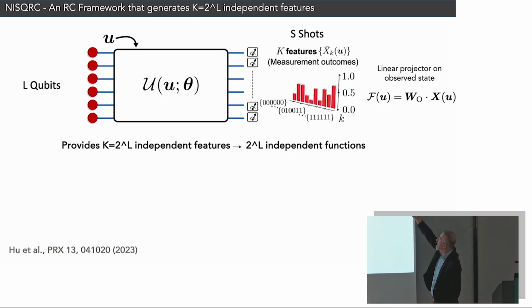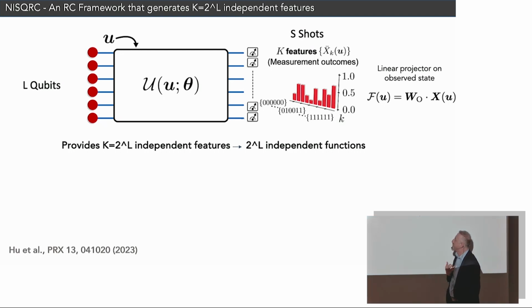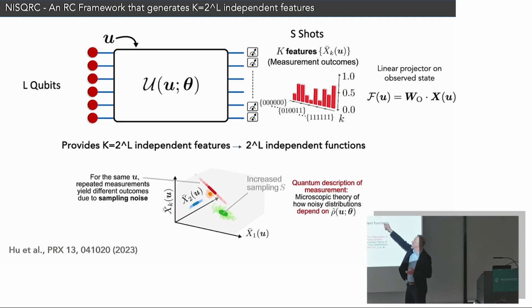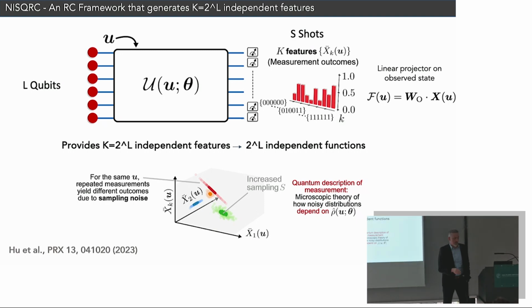So each entry is a value between 0 and 1. Then I will try to find this W to find this function FU. And you should prove, and I believe this is non-trivial, that this generates 2 to the power L independent functions. So the number of functions in principle scales exponentially with the number of qubits L, and that's the same as the histogram having 2 to the power L features. Now, think of this very high dimensional, 2 to the power L dimensional space of x1, x2, x3, the individual members of this X for a given U. I'll get a point, but this point will fluctuate from one experiment to the next.